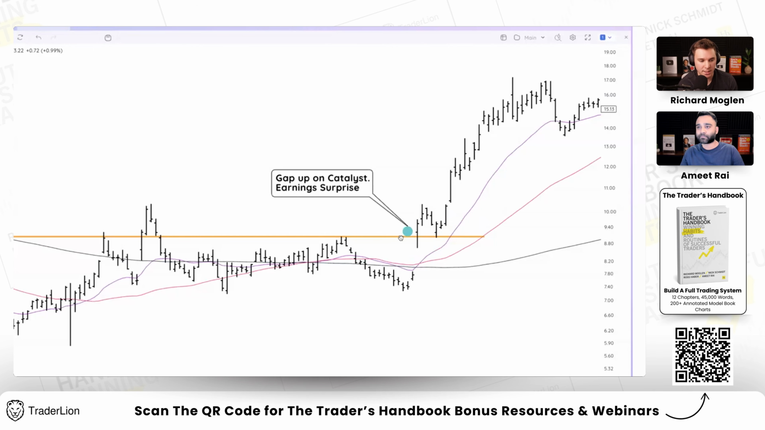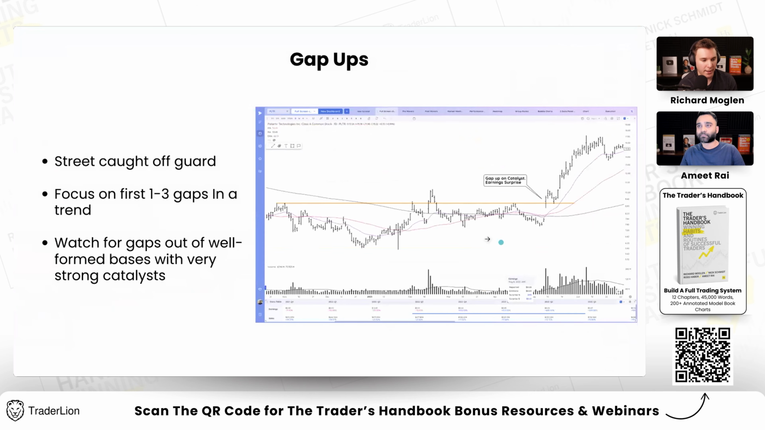So this catalyst and gap, that's a key winning characteristic to look for, and pay attention to when it happens at the right time in the right stock from a big base. And we like to focus on the first one to really two and a half gaps in a trend. And gaps basically represent that the Street got caught off guard based on the catalyst for the gap, whether that's an earnings surprise, a new product, a new CEO, something game changing happening with the company that is changing how institutions are valuing that stock.